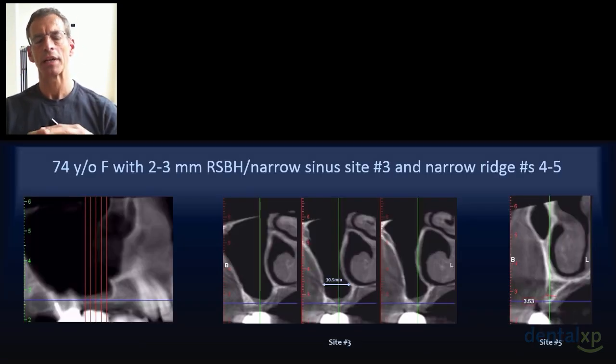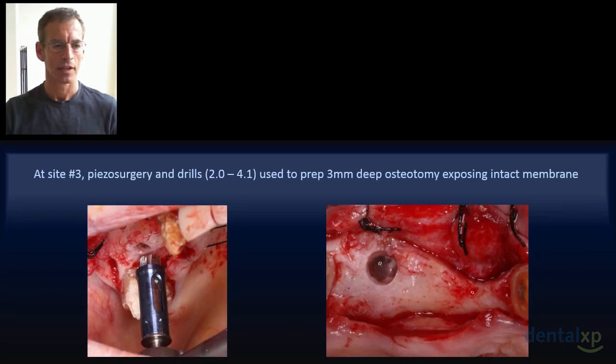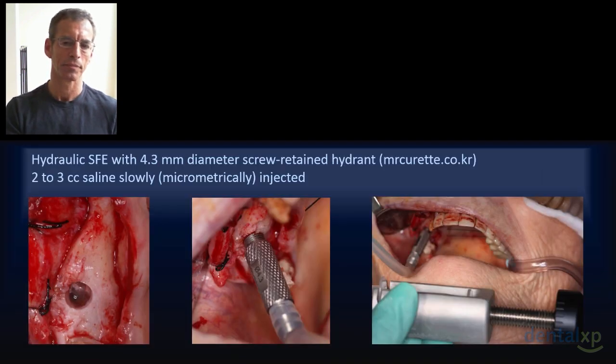This 74-year-old female has 2 to 3 millimeters of subantral bone and a narrow sinus at site number 3. She also has a very narrow ridge at site numbers 4 and 5. I utilize piezosurgery and drills to prepare a 4.1 by 3 millimeter osteotomy, exposing an intact membrane at site number 3. Here you see the very narrow ridge anteriorly.